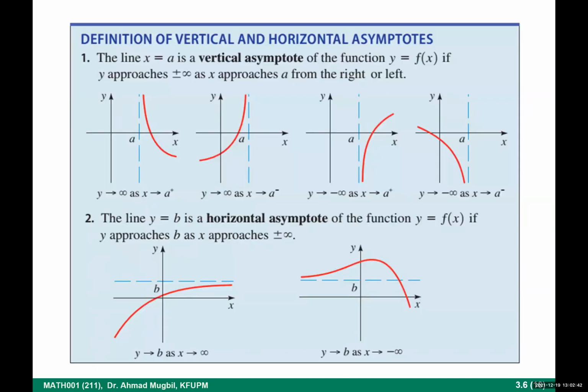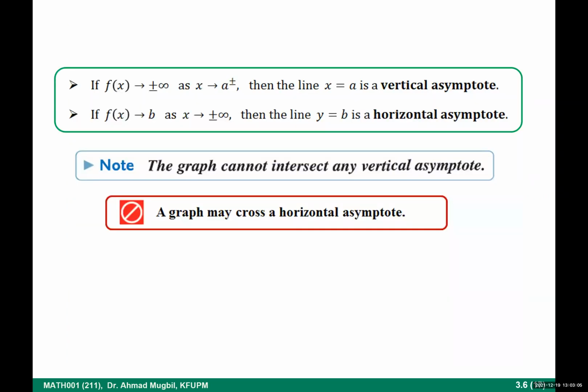The vertical asymptote is a vertical line. When we approach this line, the function goes to infinity or negative infinity. The horizontal asymptote is a horizontal line. The function approaches this line when x goes to negative or positive infinity. The graph never ever intersects its vertical asymptote, but it may cross its horizontal and its slant, if it has.